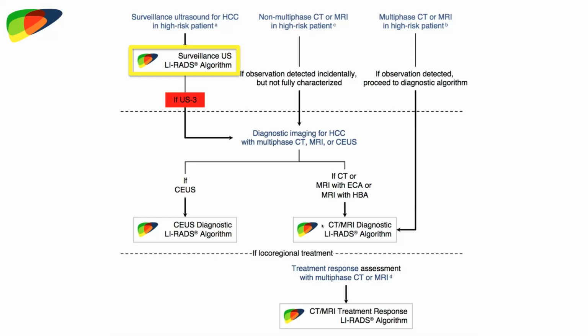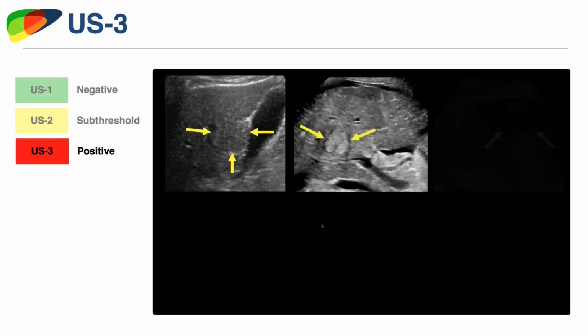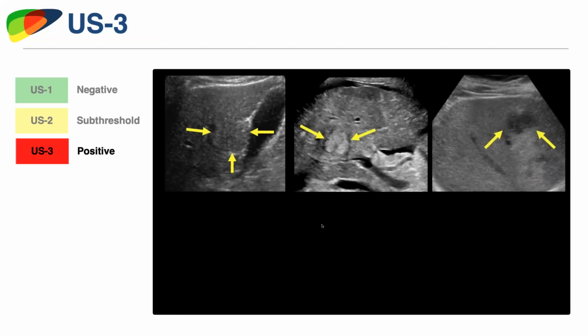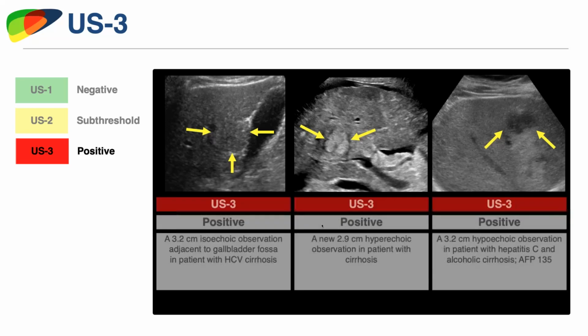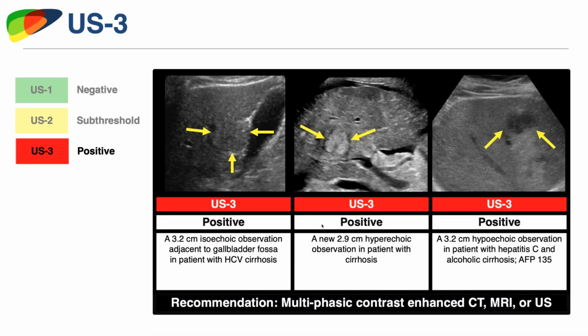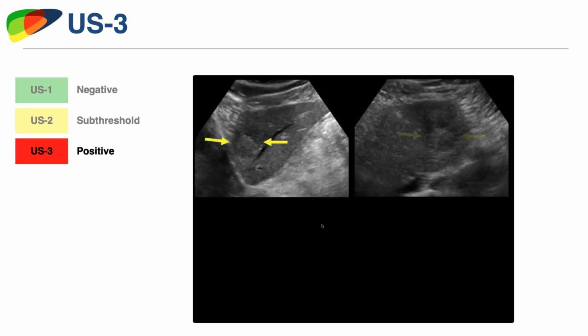The first one I'll talk about is when a patient comes for a screening or surveillance examination and there's an ultrasound 3 or positive finding, and we could go immediately to contrast-enhanced ultrasound, bypassing a lot of this and getting an immediate diagnostic answer, which I think is great. So these are all examples of an ultrasound 3 positive examination on the screening or surveillance study for at-risk patients. And of course, the management recommendation for these is to go on to a multi-phase contrast-enhanced diagnostic study.